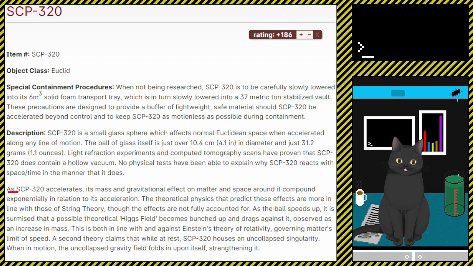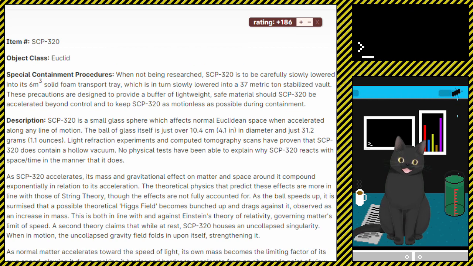This is both in line with and against Einstein's theory of relativity, governing matter's limit of speed. A second theory claims that while at rest, SCP-320 houses an uncollapsed singularity. When in motion, the uncollapsed gravity field falls upon itself, strengthening it.